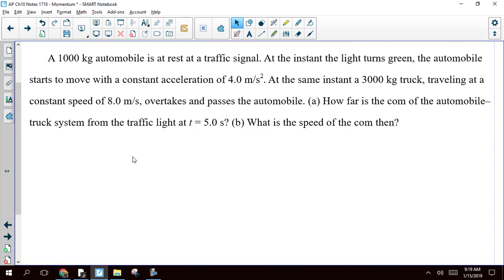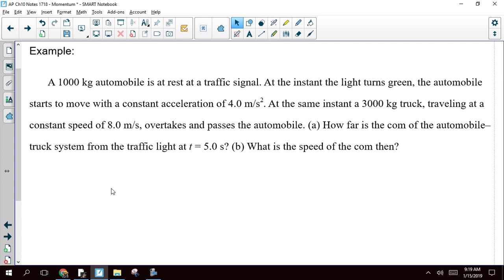All right, so here we've got a two-object system. We've got an automobile and a truck, and they're both driving along. The 1,000 kilogram automobile is at rest at a traffic signal. At the instant the light turns green, the automobile starts to move with an acceleration of 4 meters per second squared. So let's write down all the stuff we know.